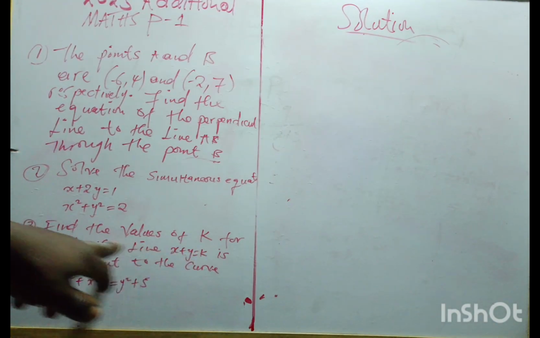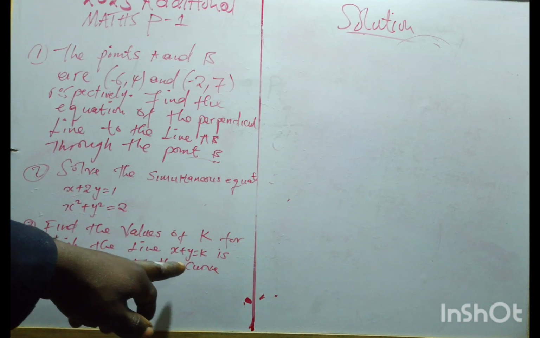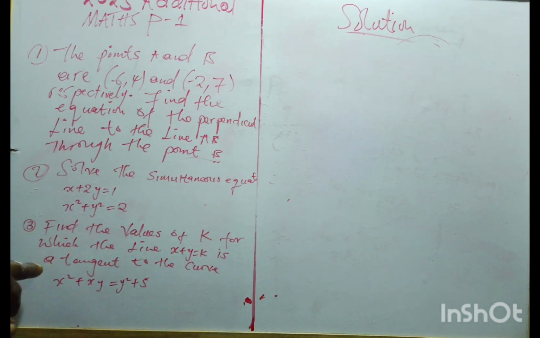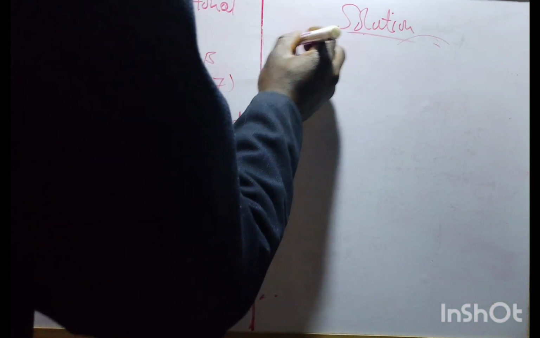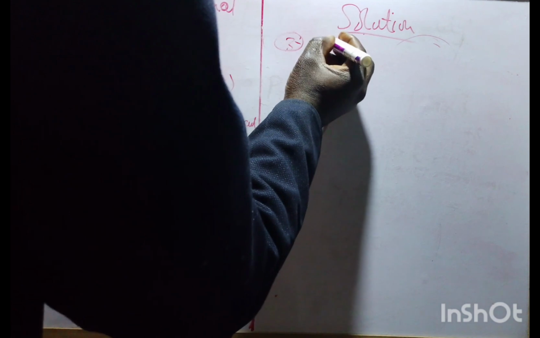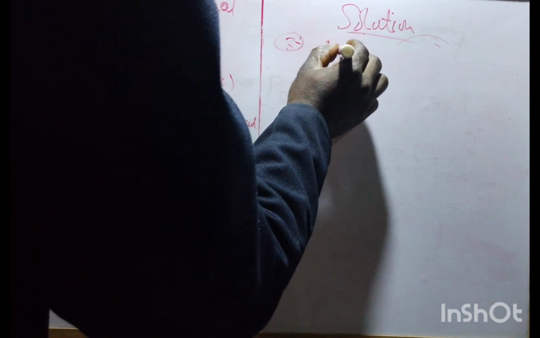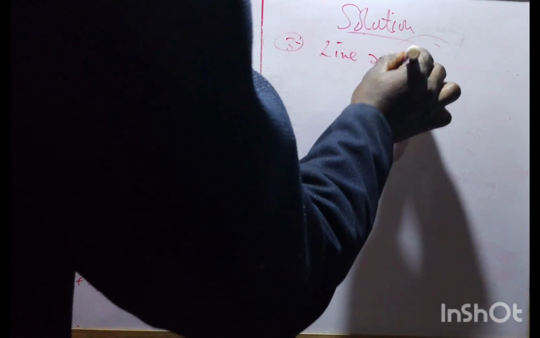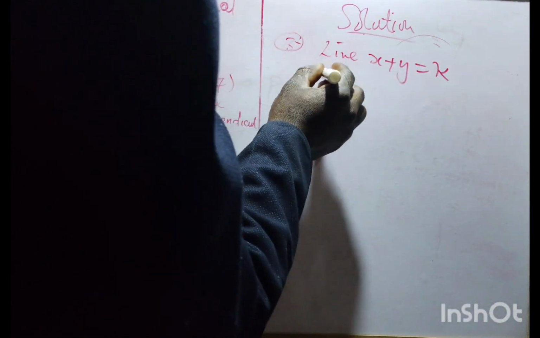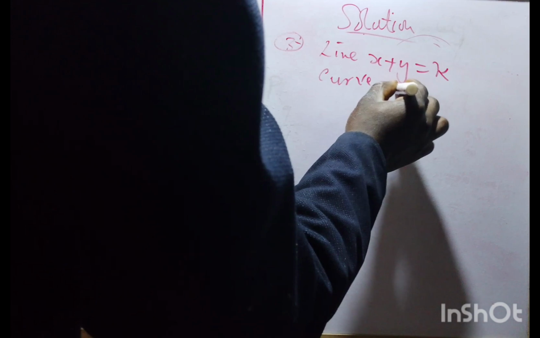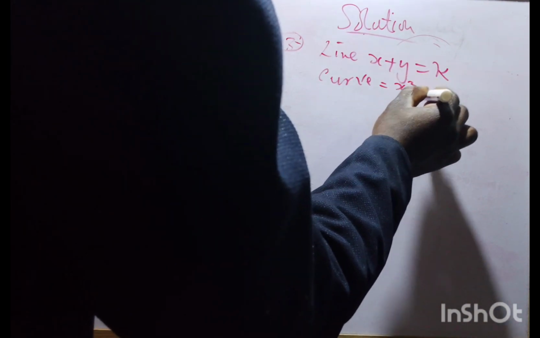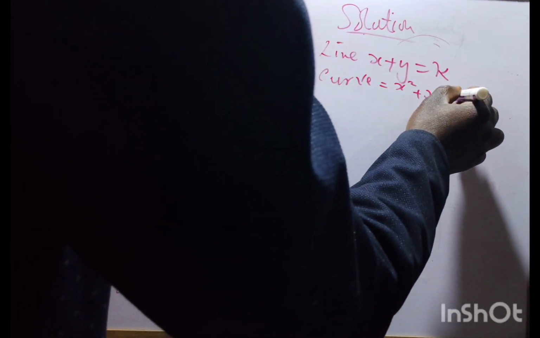Find the value of k for which the line x plus y equals k is a tangent to the curve. Okay, so we have the equation of the line for the solution to question 3. So we have the equation of the line, which is x plus y equals k, and the equation of the curve is x squared plus xy, which should be equal to y squared plus 5.